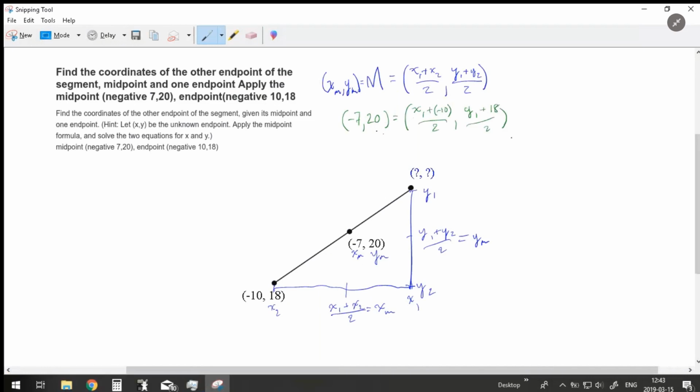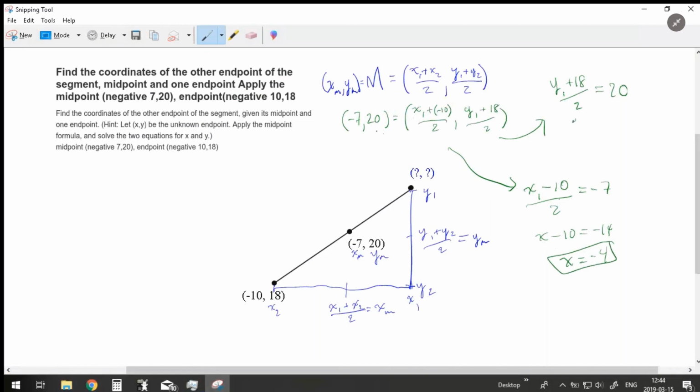So if I solve for these independently, I'll have set up the equations necessary to solve for the missing coordinates. So y sub 1 plus 18 divided by 2 is going to be equal to 20. And likewise, x sub 1 plus -10 divided by 2 is equal to -7. If I multiply both sides of this by 2, I'll get x minus 10 is equal to -14. Add 10 to both sides, I'll get -4 for x.